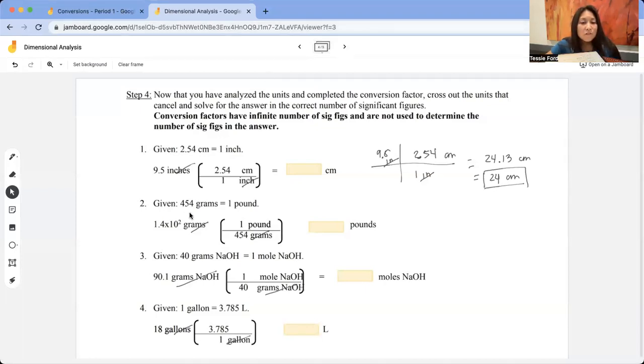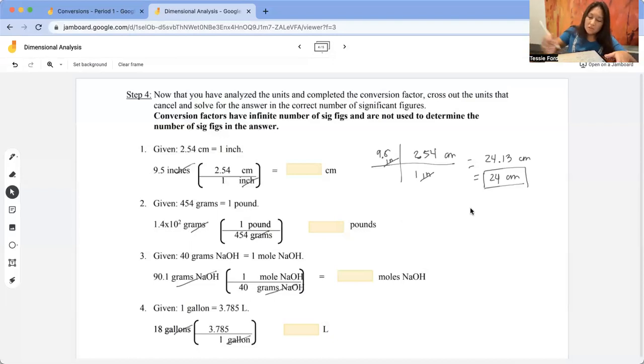We've got 454 grams equals 1 pound as our conversion factor. It's already there for us. And then again, same thing, I'm going to set up a picket fence. So 1.4 times 10 squared. It's up to you what you want to do with it. If you want to leave it in scientific notation, you can. If you do, you should also put this in scientific notation. Or if you want to expand it, you can. I'm going to expand it first because that's actually a little easier, but I'm going to do it both ways.